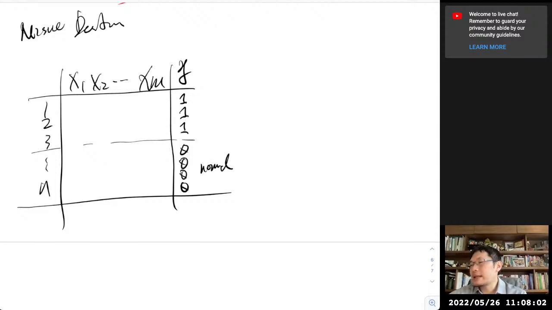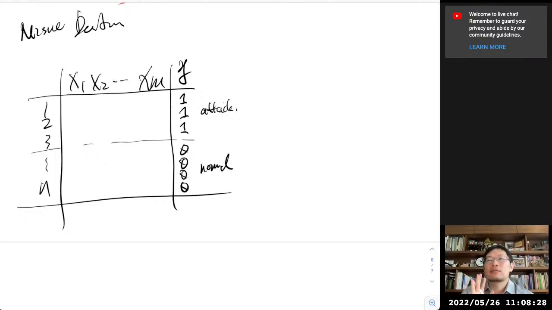So you can have a normal data set and an attack data set. Normal is relatively easier for the system administrator or for an analyzer to collect, when there's no attack happening, right? So basically you can have such a thing. That belongs to supervised learning.